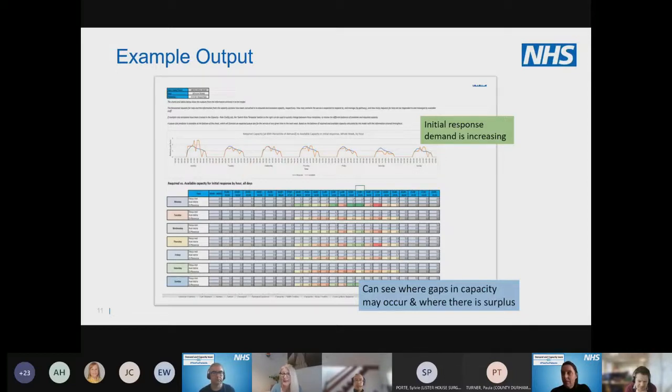So for this service it's 8 to 8, so the other hours are greyed out, and you can see a lovely heat map that tells you by day of the week, by hour of the day, what your capacity looks like. Green is obviously really good, amber's a bit tight, and red is clearly a gap. So it gives you a really good view of what's happening across your week.